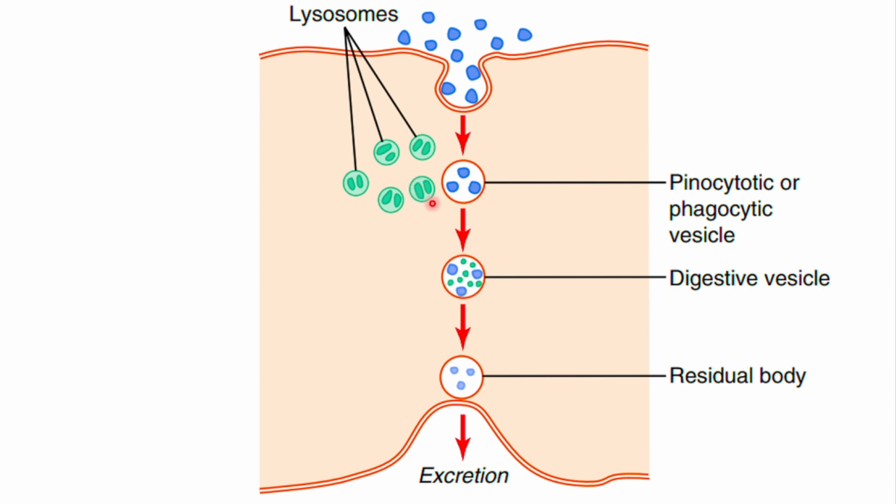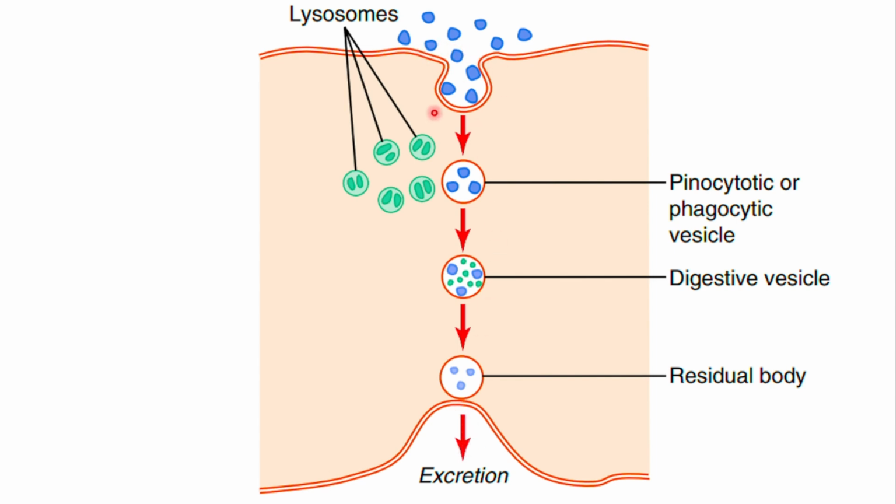Now this digestive vesicle has those particles which were endocytosed, as well as the enzymes present in the lysosomes. Now the enzymes of the lysosomes will definitely break down these particles. There might be some food particles, there might be some foreign invaders, and when they digest those particles, a residual body will be left behind. Now what is the fate of this residual body? This residual body will then be excreted out of the cell by exocytosis.